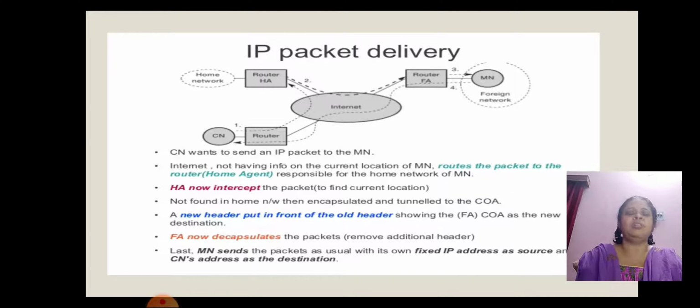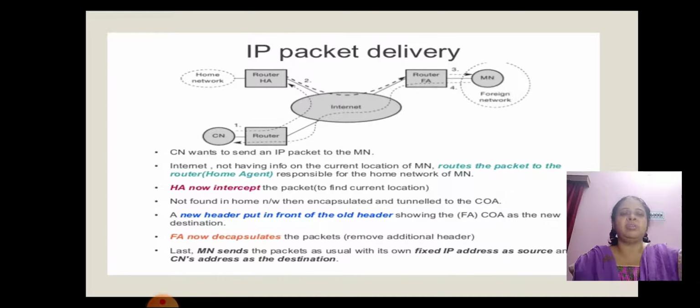Not found in the home network. If the mobile node is not found in the home network, then the packet is encapsulated and tunneled to the COA. COA is the care-of address. A new header is put in front of the old header, showing the foreign agent COA as the new destination.